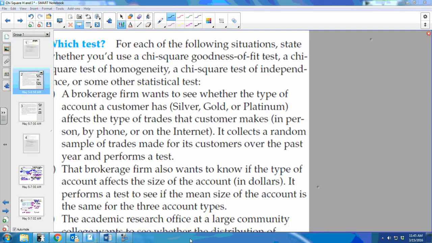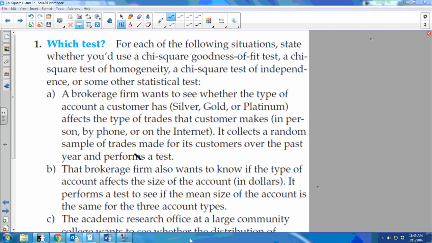Okay, here we go. For each of the following situations, state whether you'd use a chi-square goodness of fit test, a chi-square test of homogeneity, a chi-square test of independence, or some other statistical test. So 1A. A brokerage firm wants to see whether the type of account a customer has, silver, gold, or platinum, affects the type of trades the customer makes, in person, by phone, or on the internet. It collects a random sample of trades made for its customers over the past year and performs a test. So which kind of test would this be? A chi-square test, one of the three, or other?